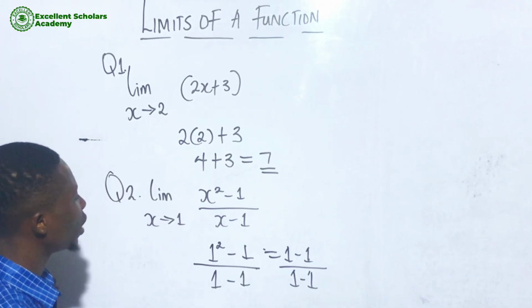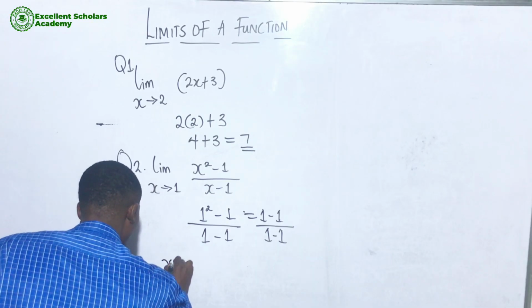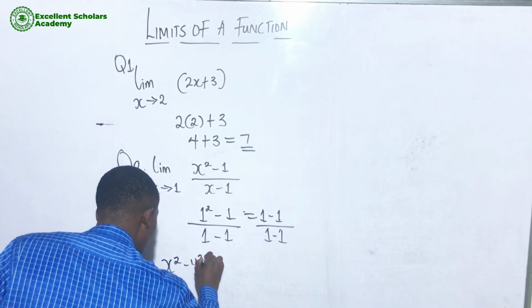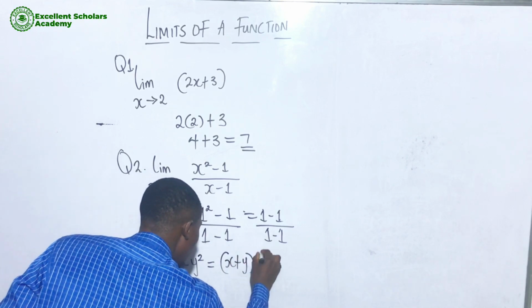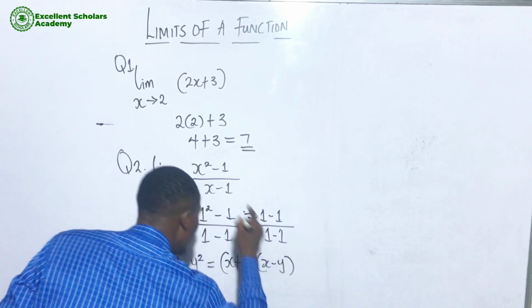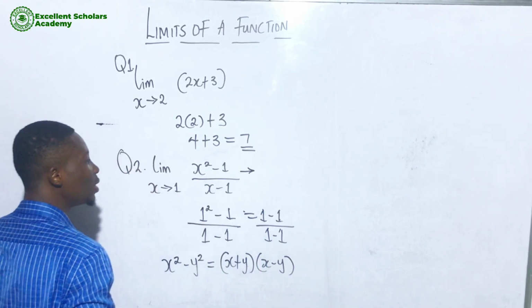Yes, there is. Aha, do you remember difference of two squares? You have seen something like this before: x squared minus y squared, which can be factorized into one bracket becoming x plus y, and the other one becoming x minus y. Yes, our numerator here is a difference of two squares.